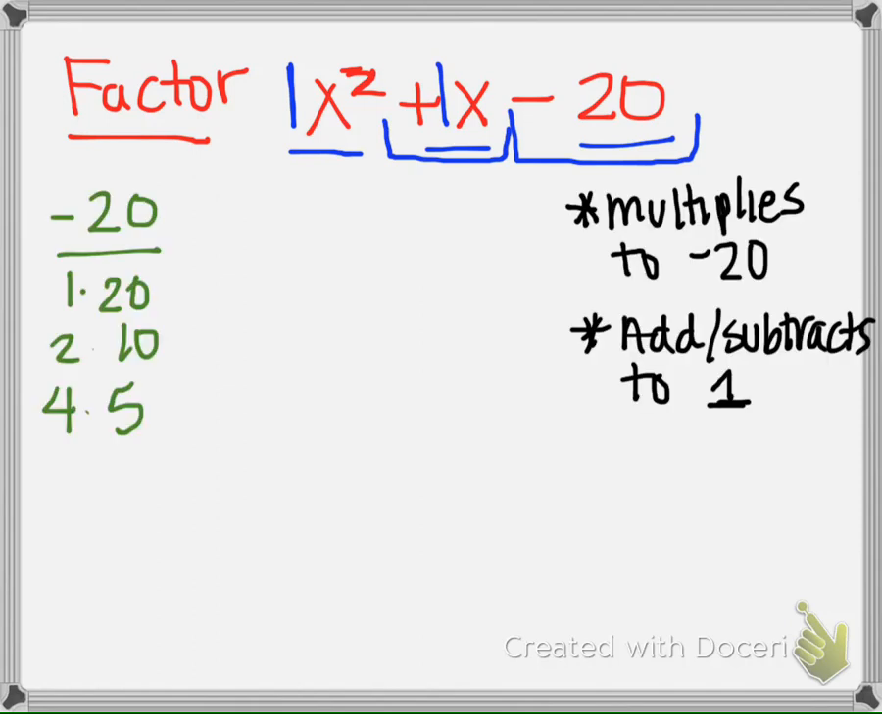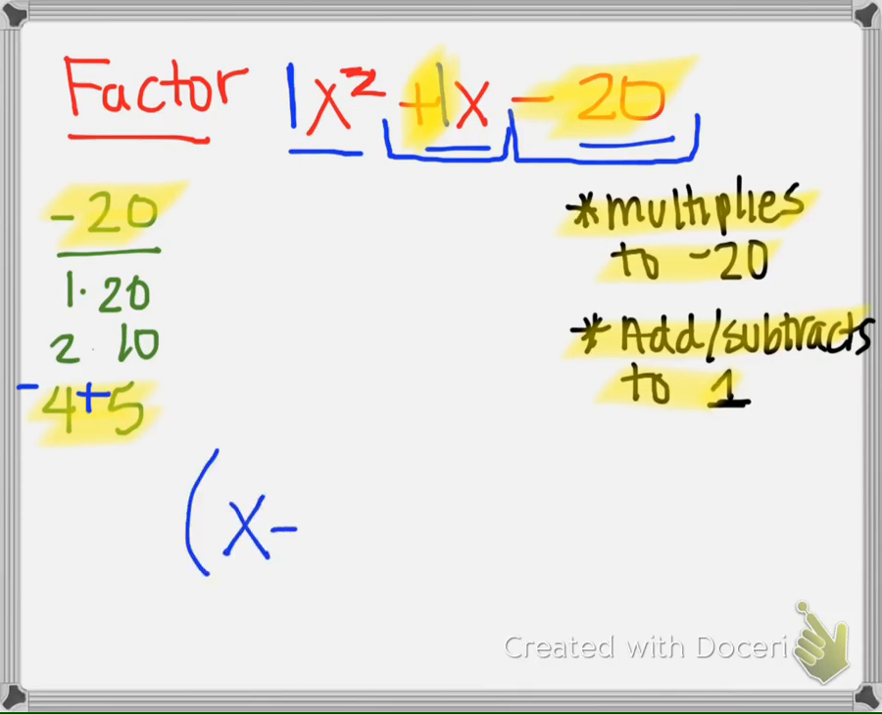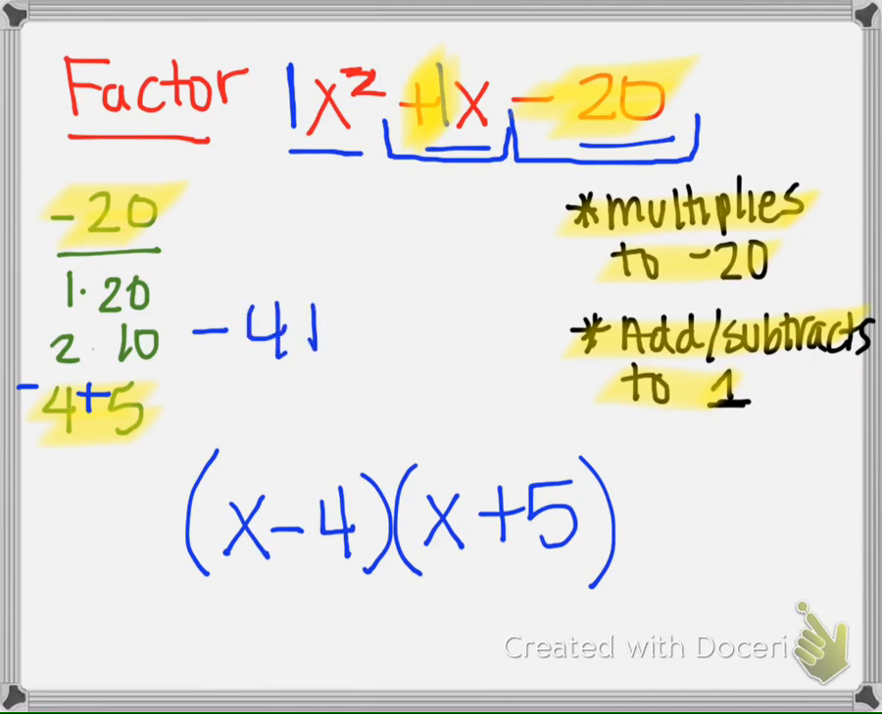Okay, so what multiplies to negative 20? I made a list of numbers that multiply to just 20, and I need to think of which ones are going to add or subtract to make this 1 right here. They have to multiply to make negative 20 and combine, add or subtract, to make 1. So I'm thinking if we use the numbers 4 and 5, and we make this negative 4 and this positive 5, that would work. So negative 4 times positive 5 is negative 20, and negative 4 plus 5 is 1. So that works.